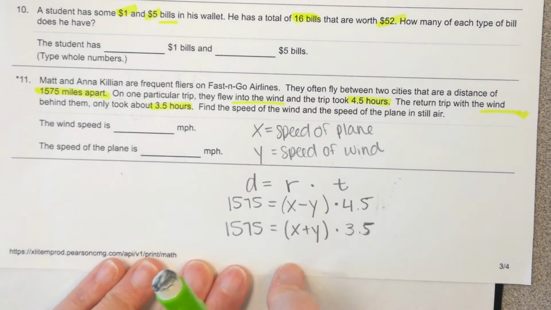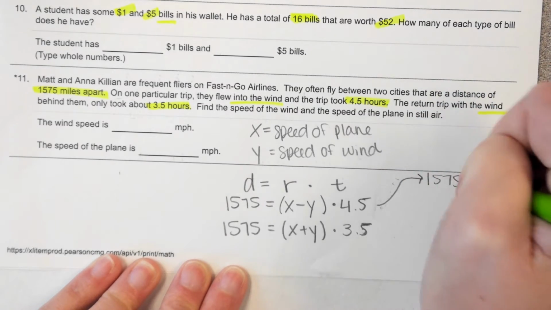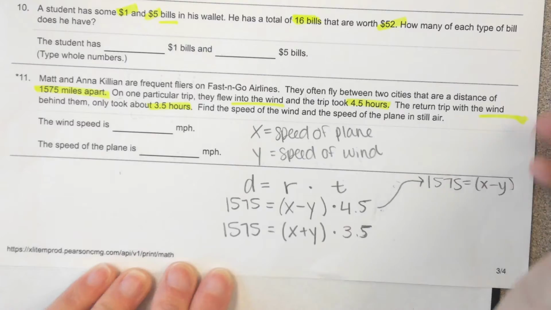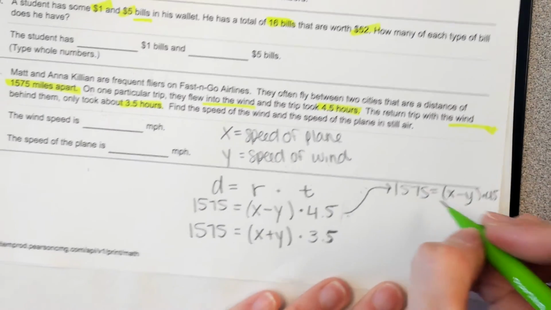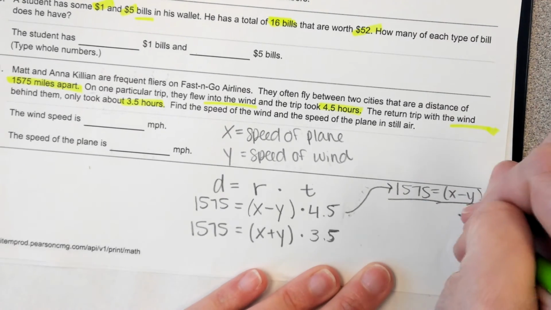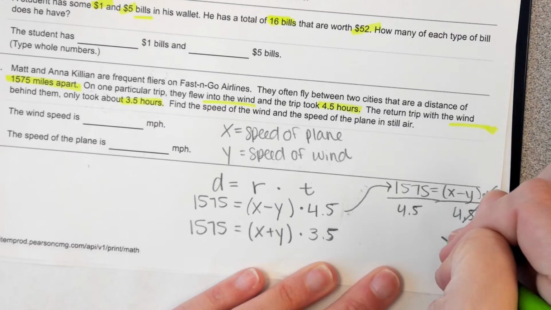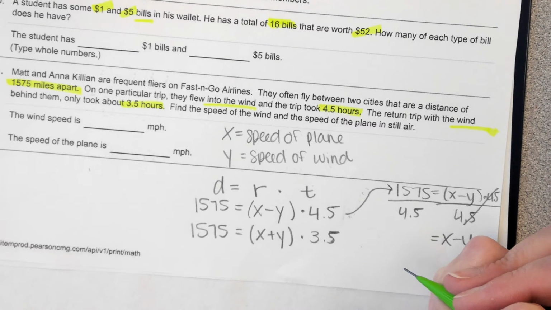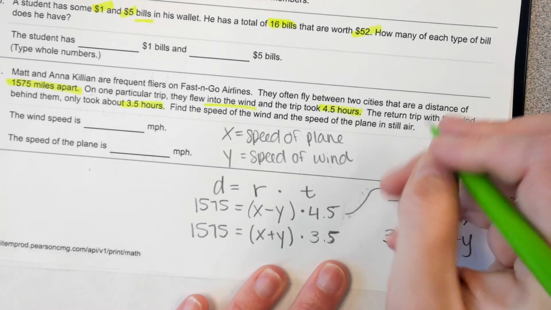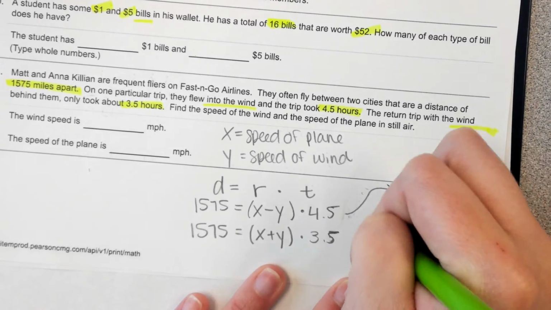Now, we've almost got a system set up, but what we need to do is simplify this a little bit. So I'm going to take this equation over here, 1575 equals the quantity X minus Y times 4.5. To simplify this, I'm going to divide both sides by 4.5 because I don't need that. I just need this X and Y. So when I do that, I'm left with 350. So that's my new equation, one of my new equations.